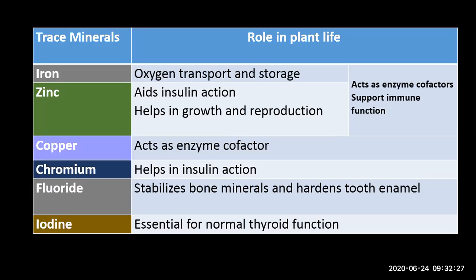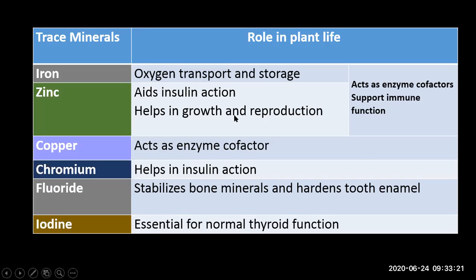Okay. The important trace minerals are iron, zinc, copper, chromium, fluoride, and iodine. If we talk about iron, we somehow know about iron, that it is involved in transportation of oxygen. And we know that it is part of hemoglobin. Hemoglobin is the one which is transporting oxygen to the whole body. And iron is also involved in storage of oxygen. So iron is involved in oxygen transportation by hemoglobin and in the storage of oxygen by myoglobin in the muscles, that is a protein. We will discuss it later on.